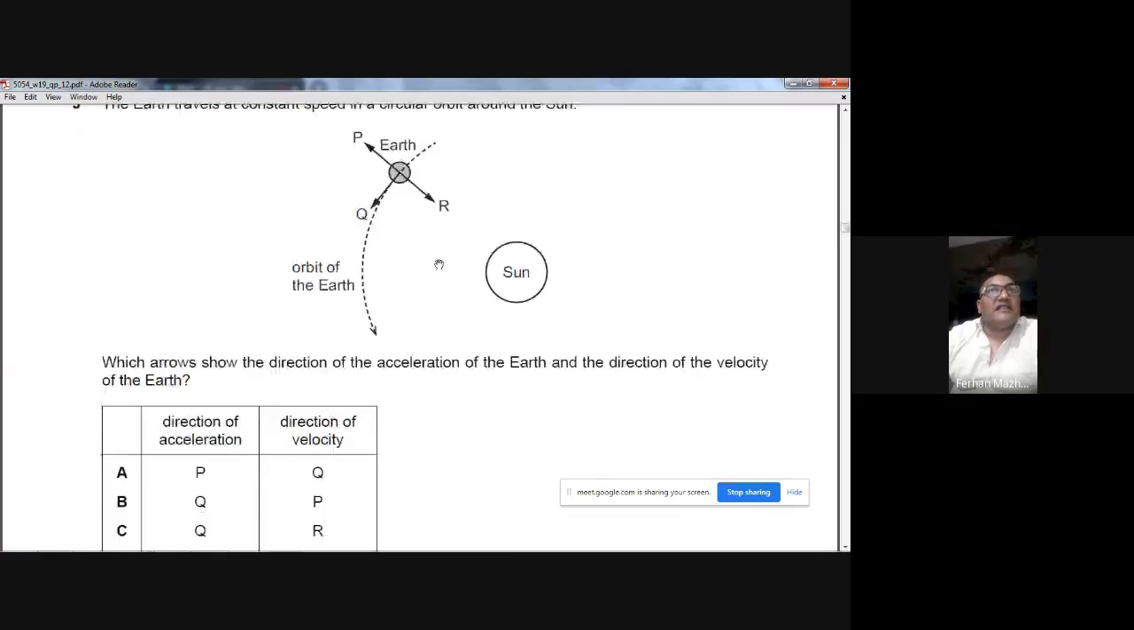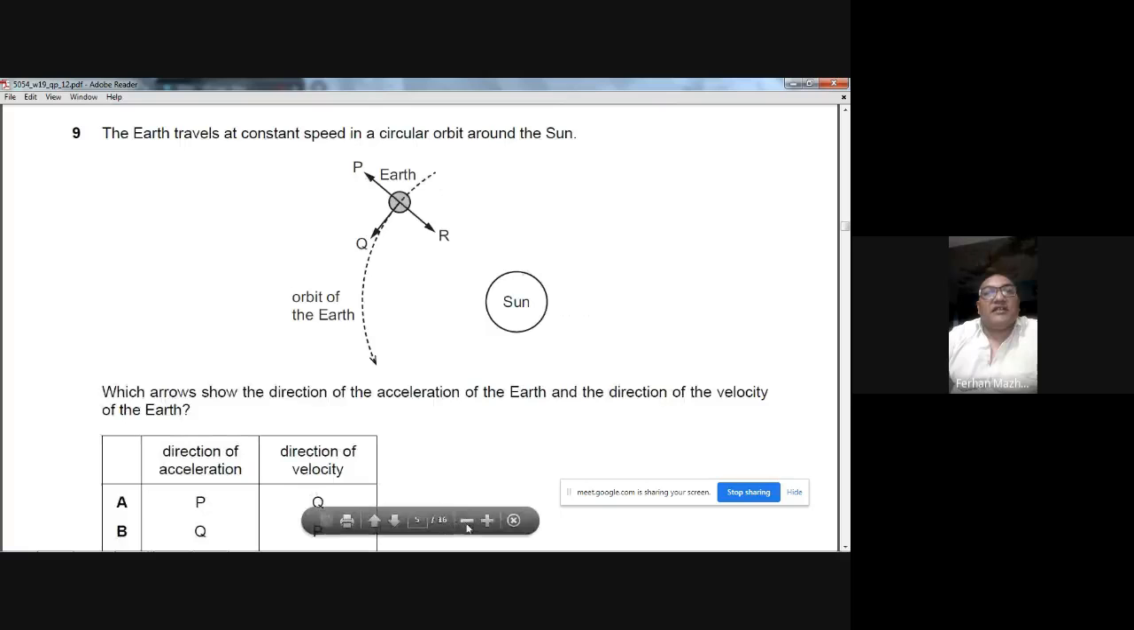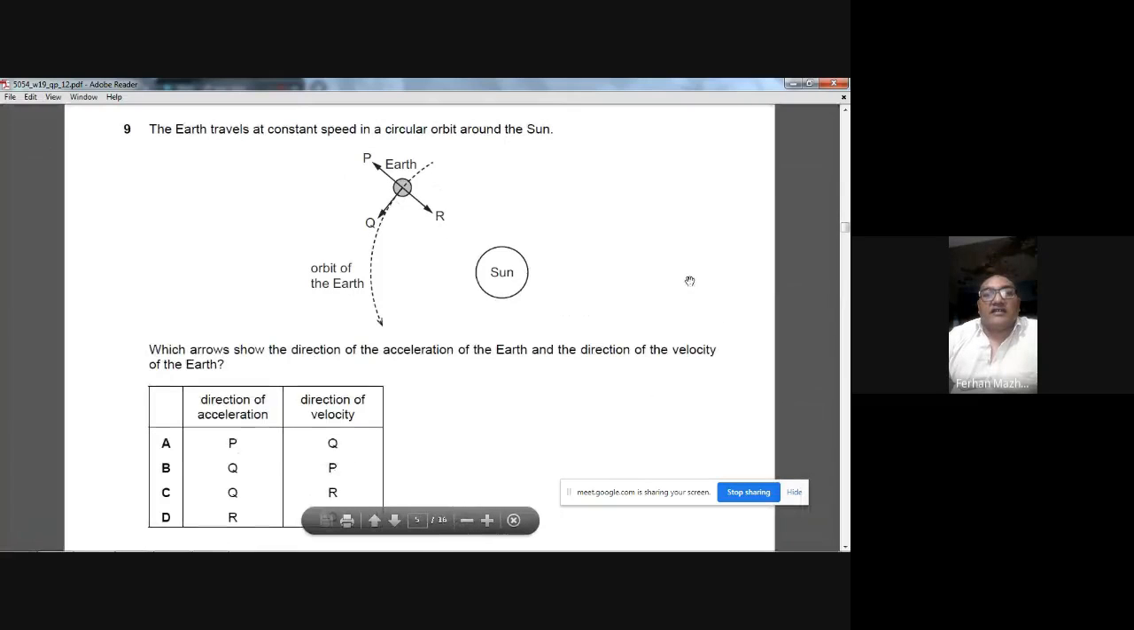Question number 9. Let me reduce its size a little bit. Yes, now it's visible to everybody. The whole question is visible. The Earth travels at a constant speed in a circular orbit around the Sun. Which arrow shows the direction of the acceleration of the Earth and the direction of the velocity of the Earth? Remember, when you are moving in a circle, the direction of the acceleration is always towards the center of the circle, and the direction of the velocity is always tangent to that circle.